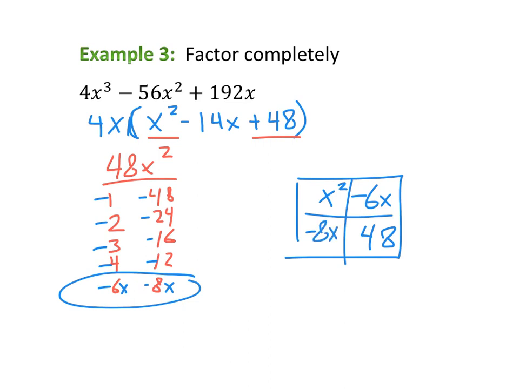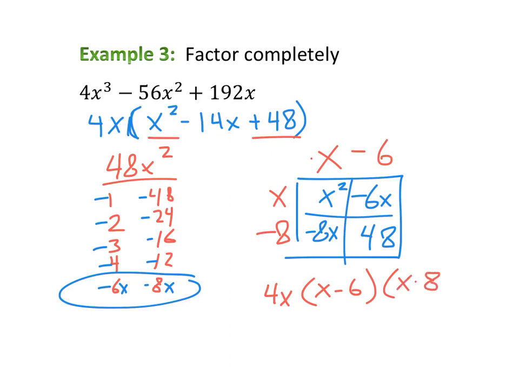Once the box is set up, factor out your monomials. So up and down we have x, up and down we have 6, but the higher powered term has a negative, so negative. Side to side x and side to side 8. Again, the higher powered term has a negative, so negative 8. So overall, my factors are 4x, x minus 6, and x minus 8.